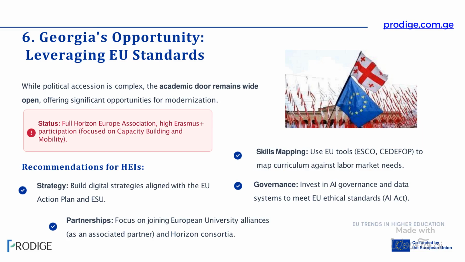First, developing comprehensive digital strategies aligned with the EU Digital Education Action Plan and the European Strategy for Universities will ensure institutions are prepared for future digital transformation. Second, forming partnerships by joining European university alliances as associated partners and participating in Horizon consortia will strengthen cross-border collaboration and research capacity. Third, skills mapping using EU tools like ESCO and CEDEFOP can help align curricula with current and future labor market demands. Finally, investing in AI governance and data management systems will ensure compliance.